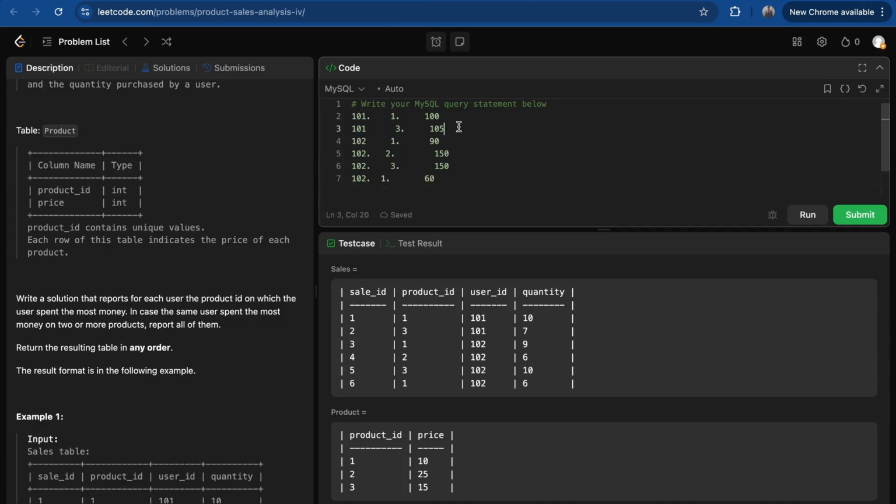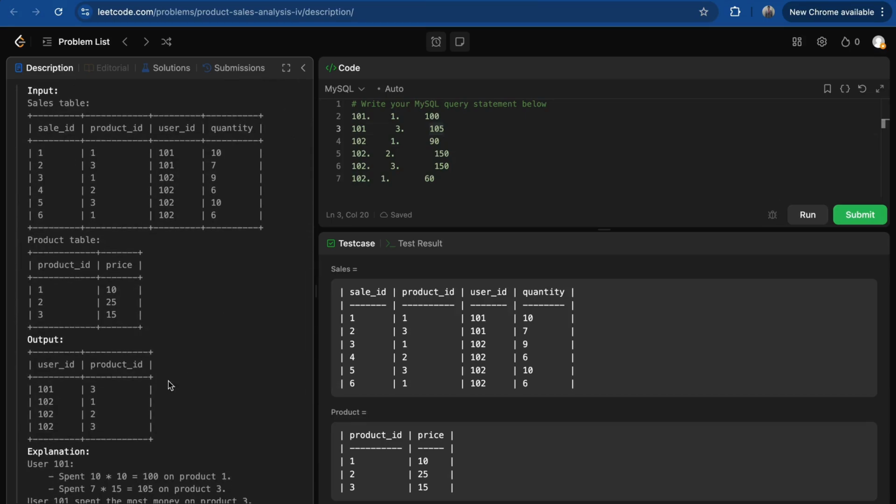So we have to return the most amount of money spent by each user. For 101 he spent the most money, 105, so we have to return that, and for 102 we have to return 2 and 3. Let's see if that's right. Product ID 1, let's see why 1 is here. For user ID 102, he bought it 2 times, so we have to combine these two also, 90 plus 60, 150. So we have to return 1, 2 and 3 for 102, and for 101 we have to return 3.